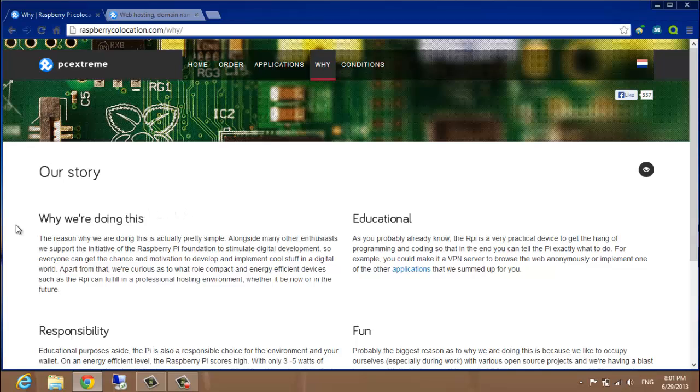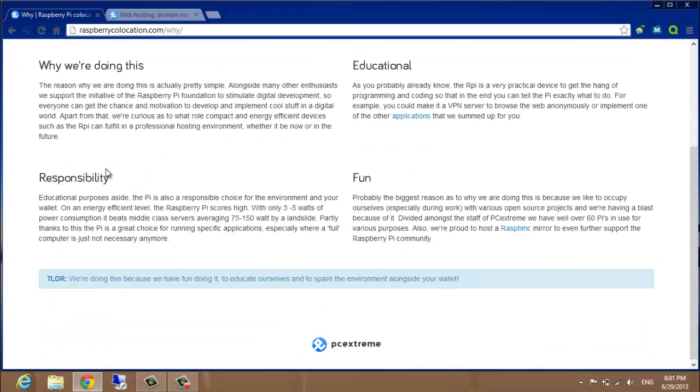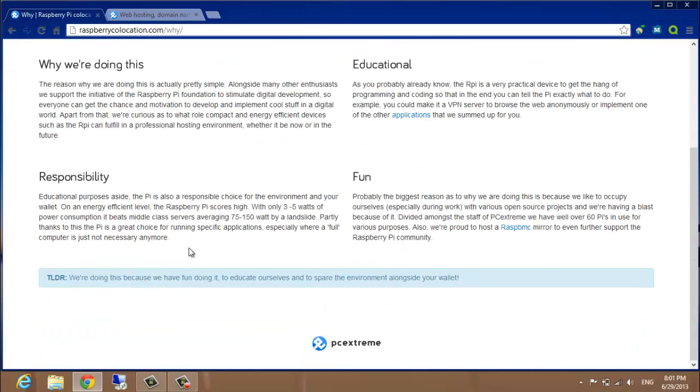And you've got to remember, you're saving power, and if you don't want to do anything with the GPIO pins or anything hardware related on the Raspberry Pi, then I really think this is a good way to go. And here we go, look, too long didn't read: we're doing this because we have fun doing it, to educate ourselves and to spare the environment alongside your wallet.